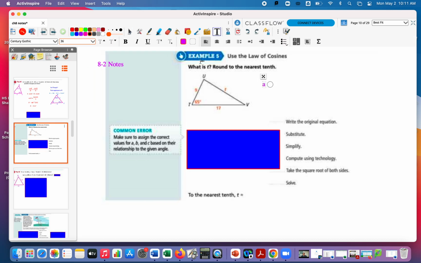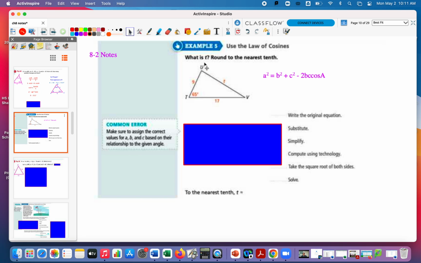And remember that you're talking about a squared equals b squared plus c squared minus 2bc cosine of A. That's your general formula for how this works. But notice we're not using a, b, and c. So what you basically have to realize is that the side here and the angle here have to match, and b and c are the other two sides.